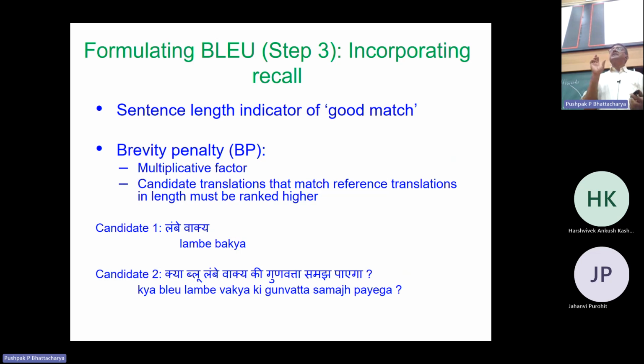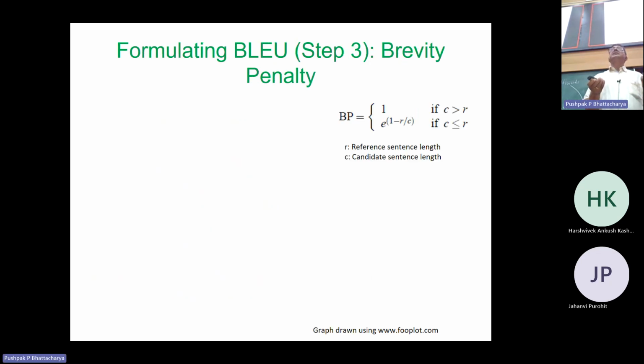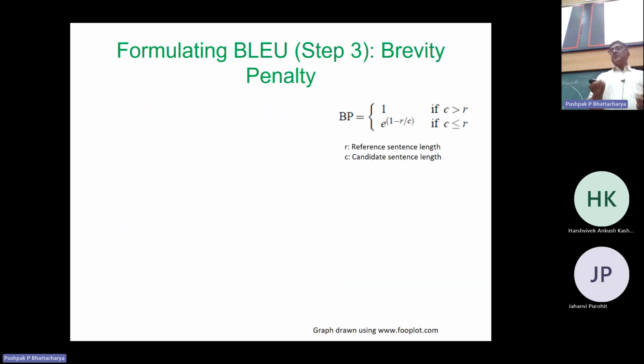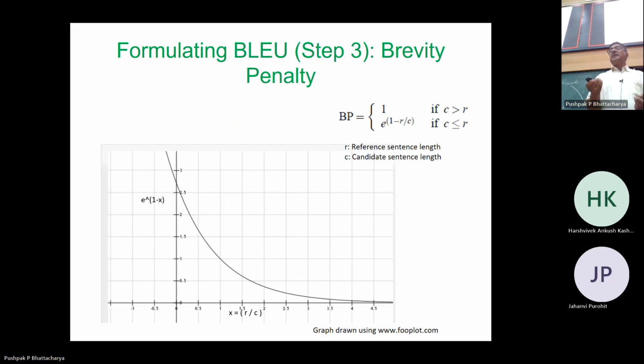Now, if the candidate translation is very small, captures just 1 or 2 words from the reference translation, then it should be subjected to this correction. So candidate 1 for this sentence is lambe vakya. Candidate 2 is क्या BLEU lambe vakya की गुणवत्ता समझ पाएगा. So in both cases, you will get the precision as 100%. But the quality of translation is very different between the candidates. So what was done is that a brevity penalty factor was proposed.